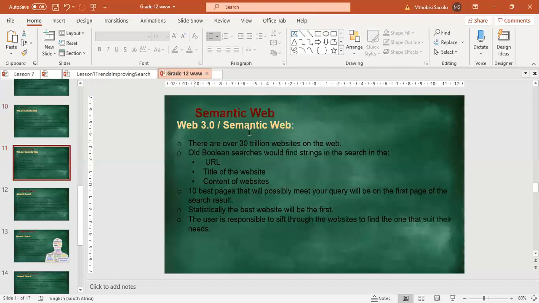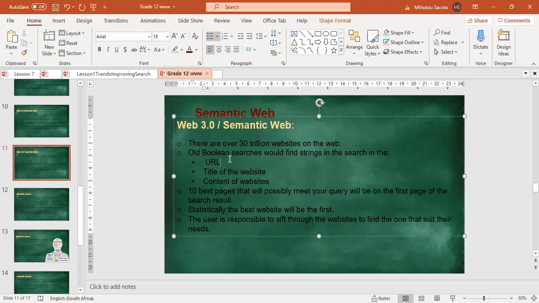Okay, we're still on Semantic Web. There are over 30 trillion websites on the web. All Boolean searches will find the strings in the search in the URL title of the website. The URL is a thing that you use to search a website. Maybe let me say, for example, www.google.com or www.homeaffairs.co.za.